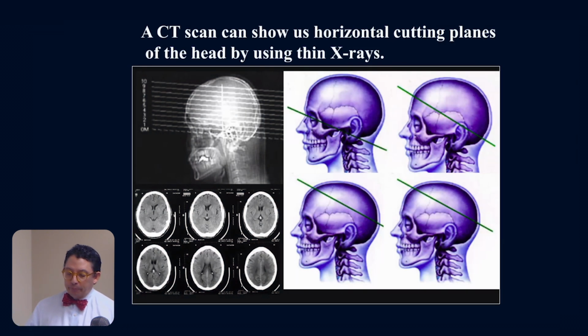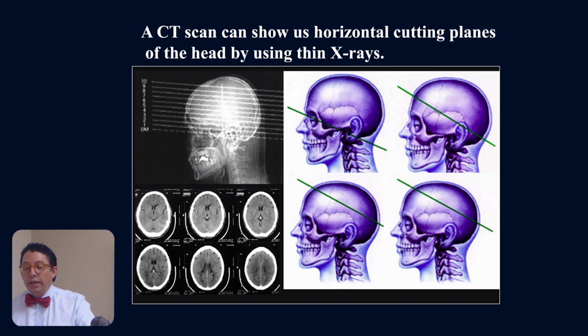So CTs initially could only do axial planes. That was kind of a limitation. If you put the body inside of the scanner, and the tube was going to rotate around the body, you could only do axial studies of it. So that in the past was the only way to do it.